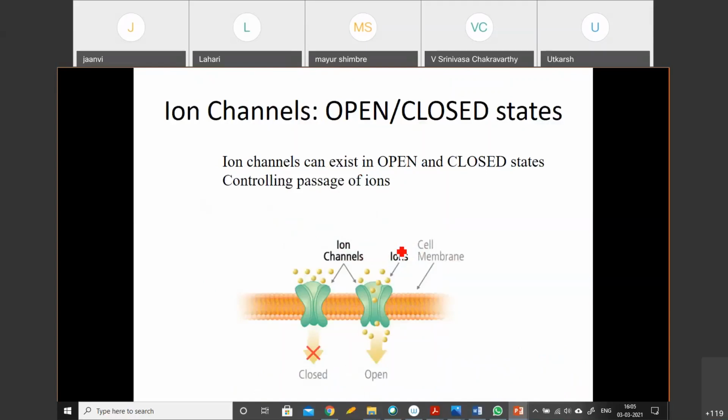Another property of these ion channels is that they are not like a fixed hole in the membrane. This hole is dynamic. It keeps changing. It's more than a hole; you should call it a gateway. So this gate can open or close. If it is closed, it will block ions from flowing, like in this case, where it's closed. If it is open, it will allow passage of ions. This is when it is open.